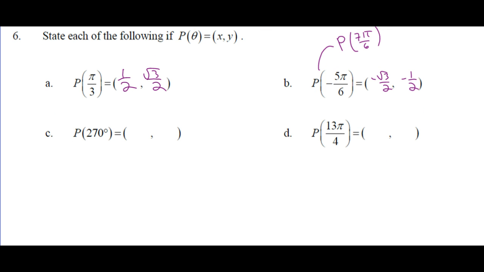270. So that's like straight down, right? Yeah. So that's no x and 1y down. So 0, negative 1.